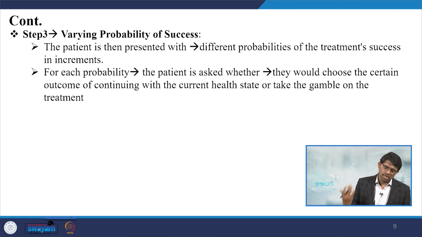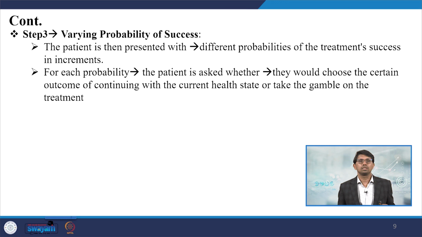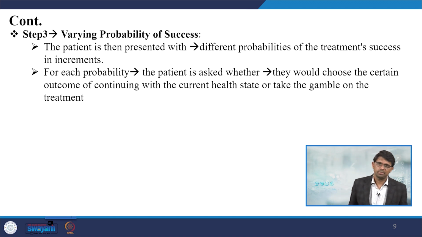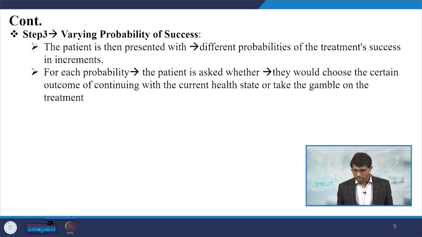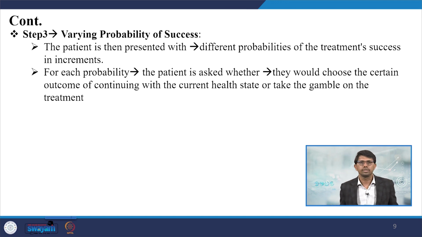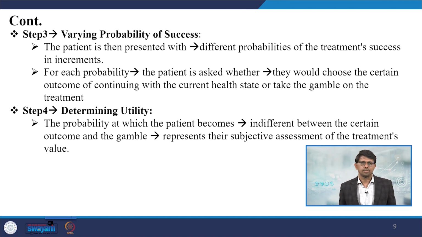One important aspect attached with this is varying probability of success. The patient is then presented with different probabilities of treatment success. Treatment need not necessarily be 1 and 0, or only success or failure. So, for each probability the patient is asked whether they would choose the certain outcome of continuing with the current health state, or take the gamble on the new treatment.